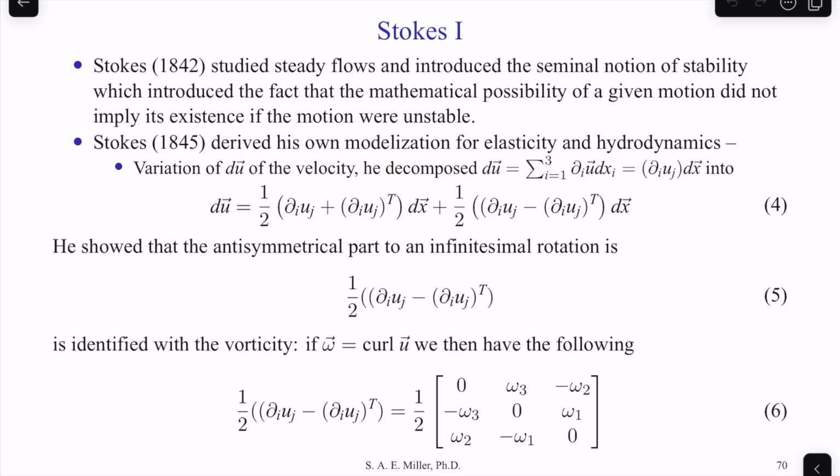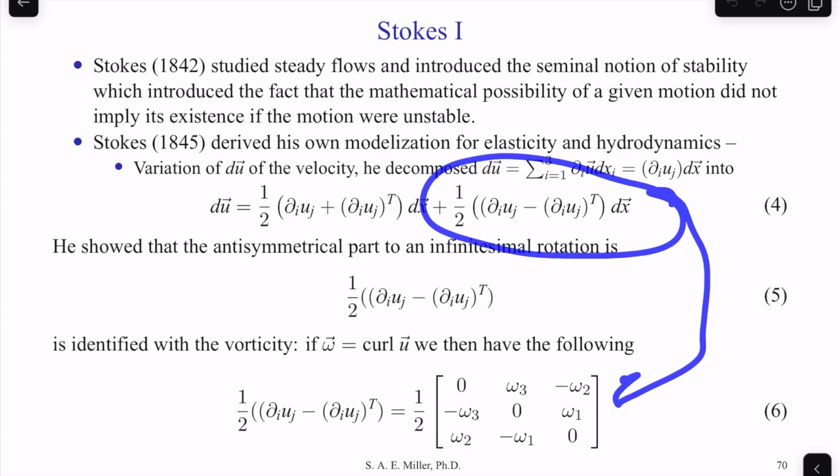Three years later, he derived his own modelization of elasticity in hydrodynamics, and he varied du, the velocity. He decomposed du as the sum of partials into du of 1/2 of partial i u_j plus partial j u_i transpose, plus 1/2 of the difference. He showed that the antisymmetric part, an infinitesimal rotation, can be written this way, from 5 to 4, is identified with the vorticity, which is the curl of the velocity. Then he could write this form as 6.